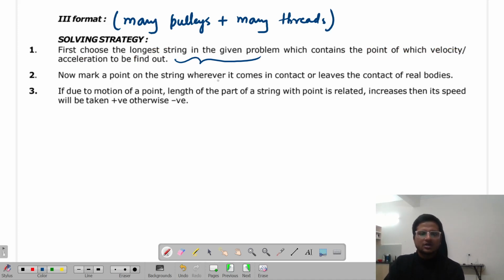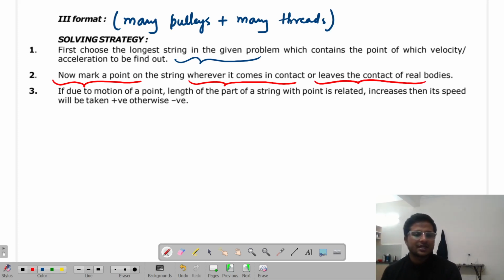That means select the string which is the longest, and inside that string, whichever point's velocity you need to find, you have to consider it. Are you able to get me? Yes. Now the second step is to mark all the points. What kind of marking? Mark all the points which are in contact. As soon as you consider the longest string, there will be many points that are in contact with real bodies, like with a block or with a pulley. So what will these points be called? Point of contact. So mark all those points of contact like A, B, C, D, E, F, G, H or something like that. Is that clear or not?